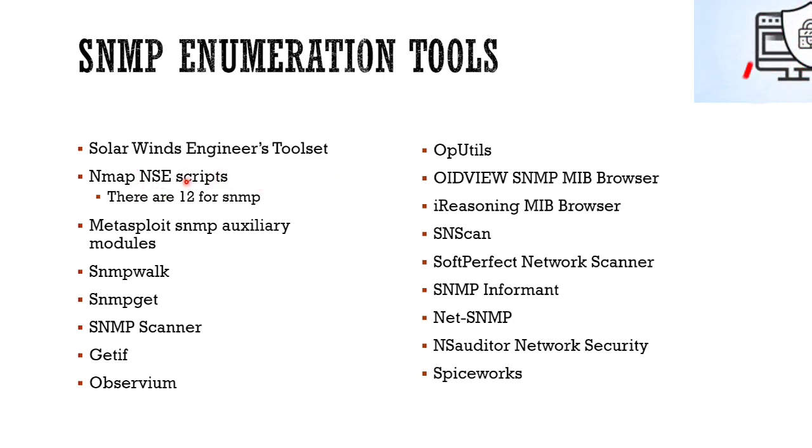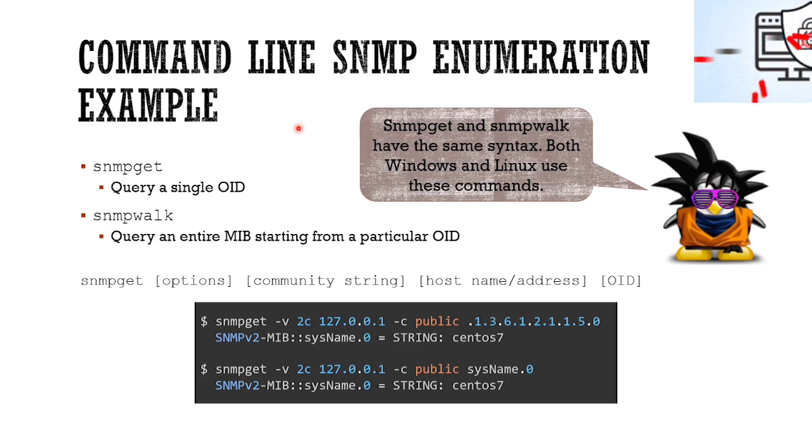If you wanted to just query this or that, you could use one of the command line tools, SNMP Get, SNMP Walk. They have the same syntax, and both Windows and Linux use these commands. So SNMP Get, I want to query a single object ID. Just write a script to run regularly to query that thing. Or SNMP Walk, start at a particular OID and just go down the whole thing. So either SNMP Get or SNMP Walk, the syntax is the same. Whatever options, community string, public, and then the host name or IP address and the OID that you want.